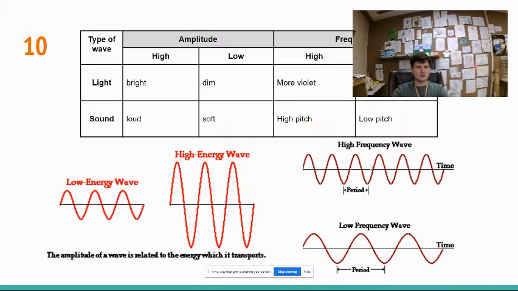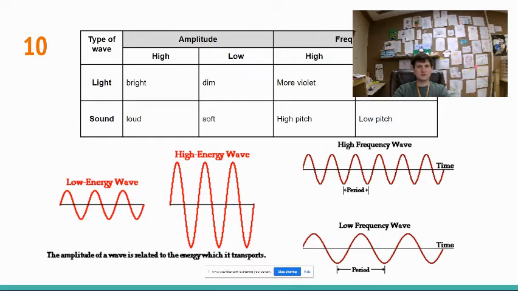One other word I want to look at is right over here called frequency. Frequency is just how many waves there are within a certain time period. If you have a lot of waves, that's said to be a high frequency. Notice that a high frequency wave has a short wavelength, whereas a low frequency wave is going to have a longer wavelength. So those two are said to be inversely related.